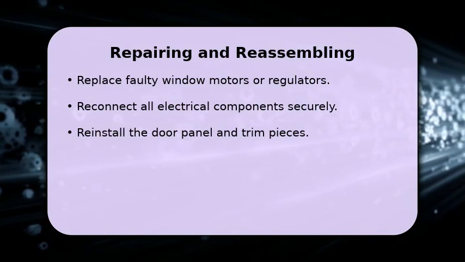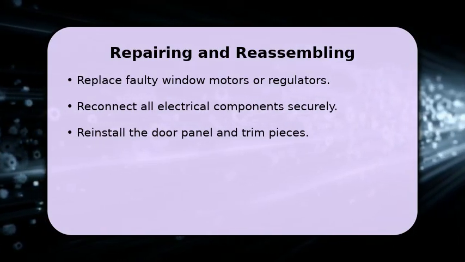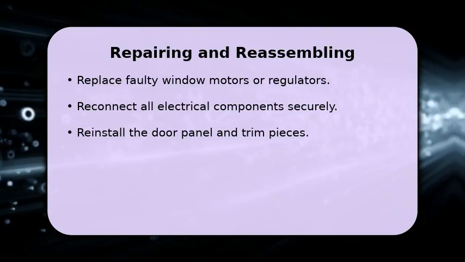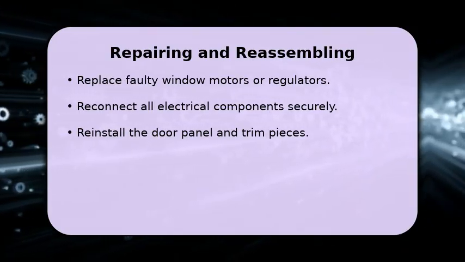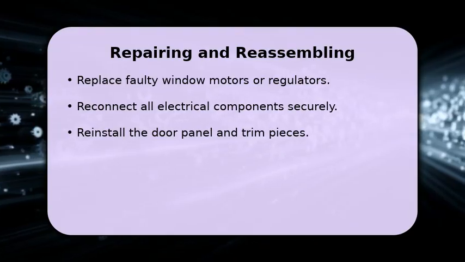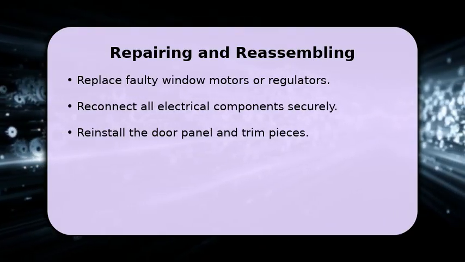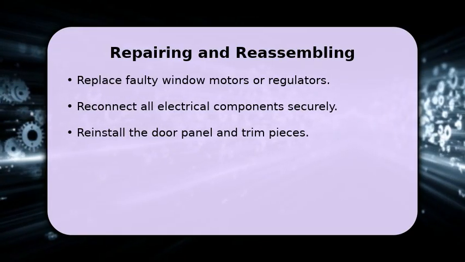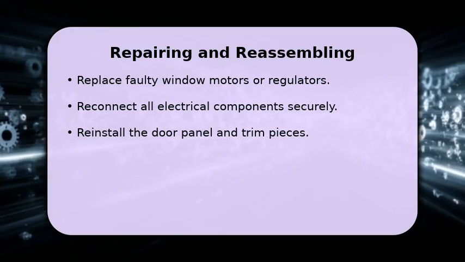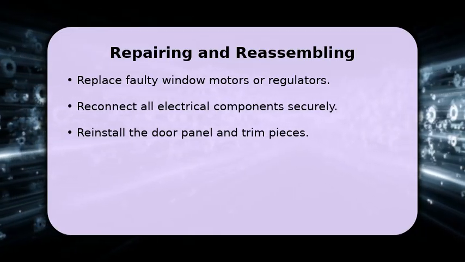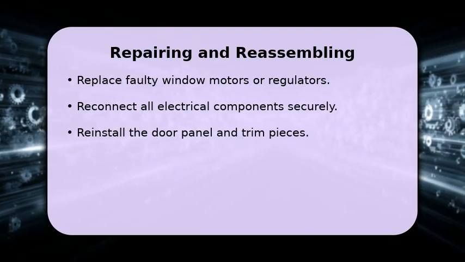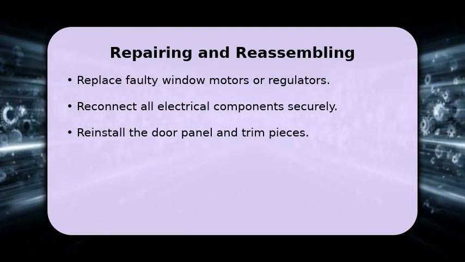After identifying the faulty part, proceed with replacing the window motor or regulator as needed. Ensure all new components are securely fastened. Reconnect all electrical connectors, making sure they click firmly into place. Finally, carefully reattach the door panel, aligning all clips and screws, and then replace any trim pieces you removed earlier.